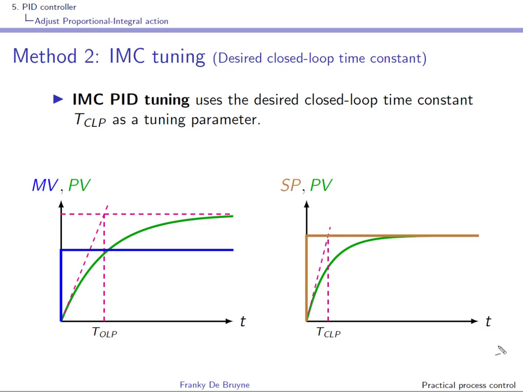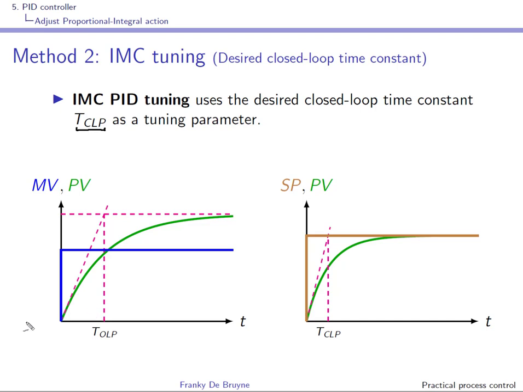Well, the IMC PID tuning method uses the so-called desired closed loop time constant, TCLP here, as a tuning parameter. So it's very important that you really understand what we mean by closed loop time constant and open loop time constant. Well, the open loop time constant is the main time constant of the process when you look at an open loop experiment, right?